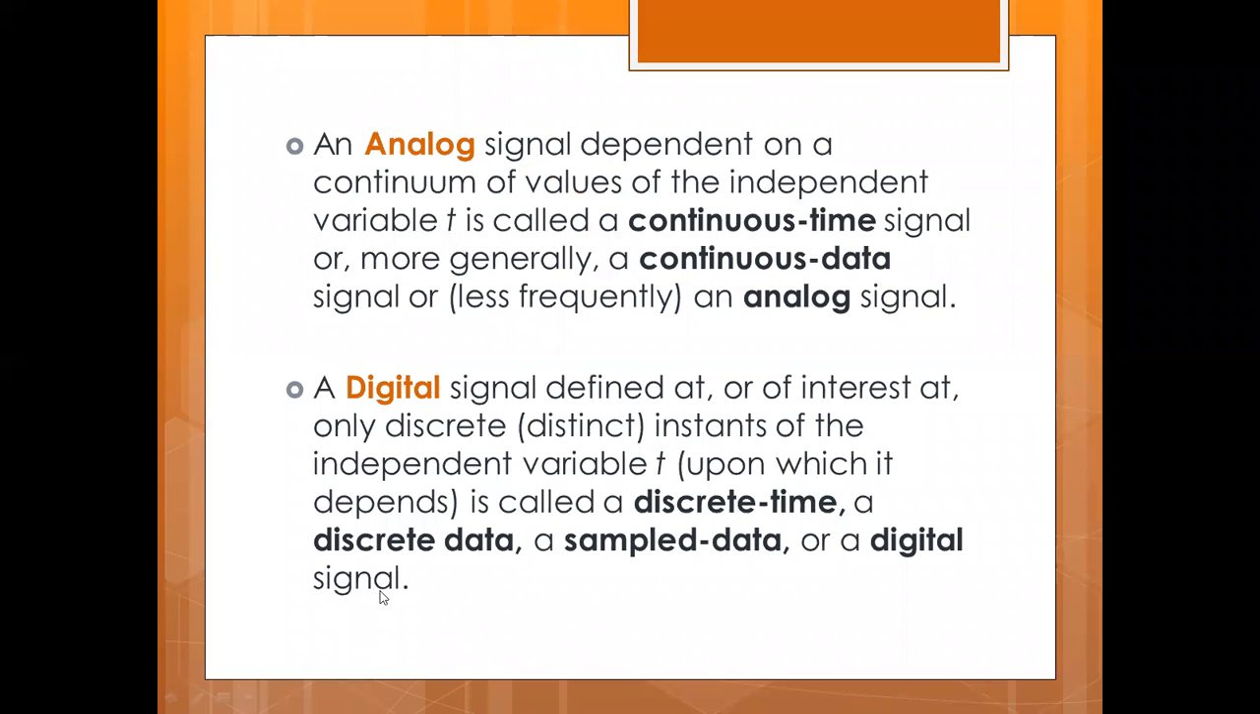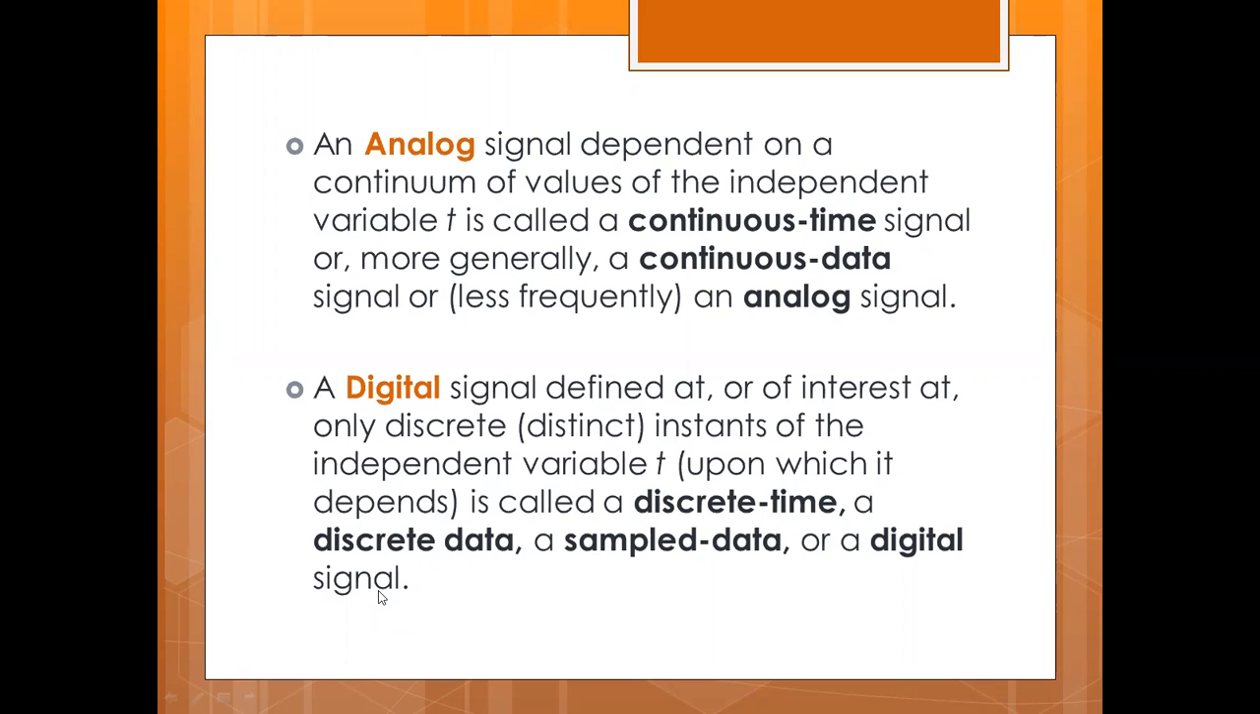Now we have terms connected to control such as analog or digital. So an analog signal is dependent on a continuum of values of the independent variable t, and it is called a continuous time signal, or more generally it's referred to as a continuous data signal or an analog signal. So continuous time signal and continuous data signal are all synonymous to the analog signal.